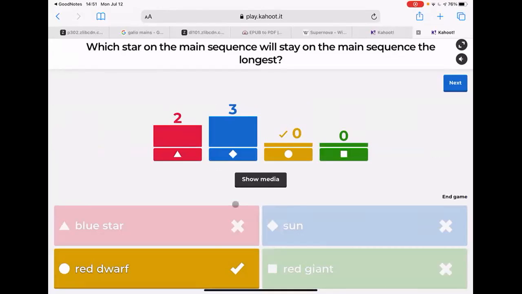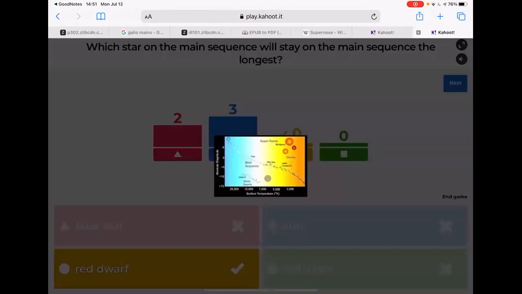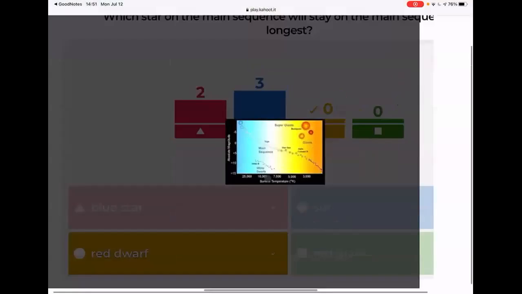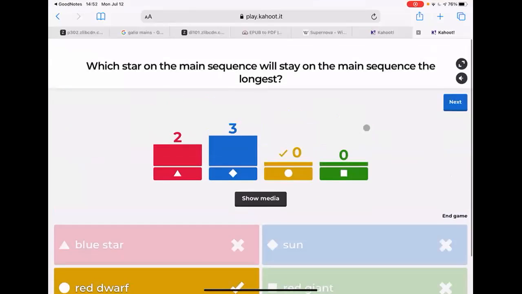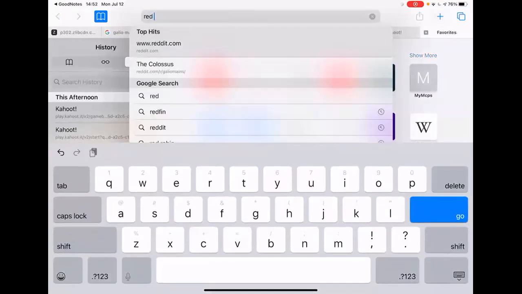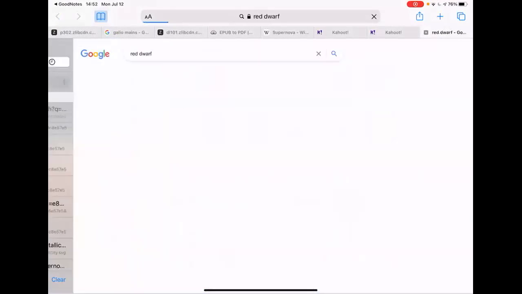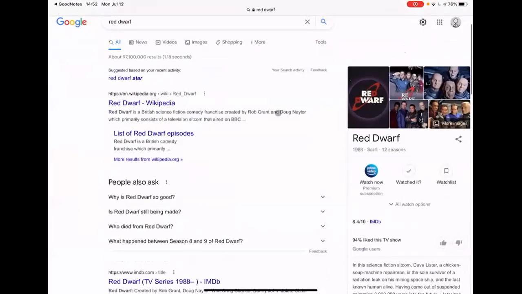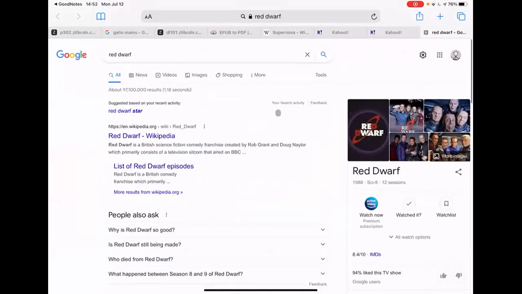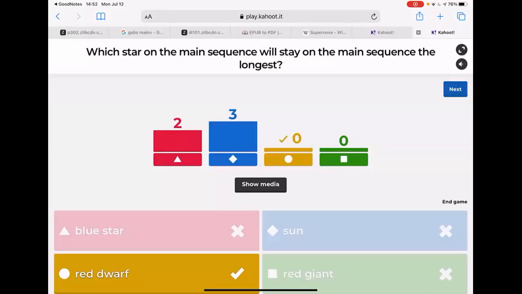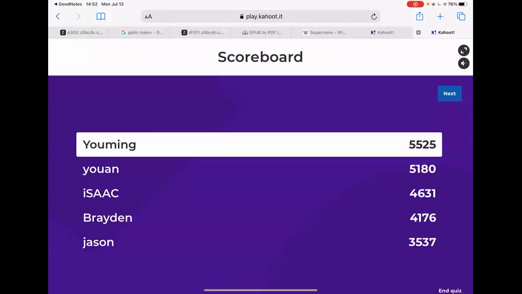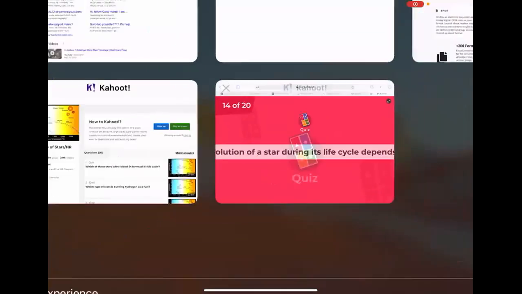I'm so confused. This red dwarf, okay. What is a red dwarf? I'm so confused. A red dwarf doesn't exist. It's a TV show. What is this Kahoot talking about? All right, forget this question. This Kahoot's going crazy.